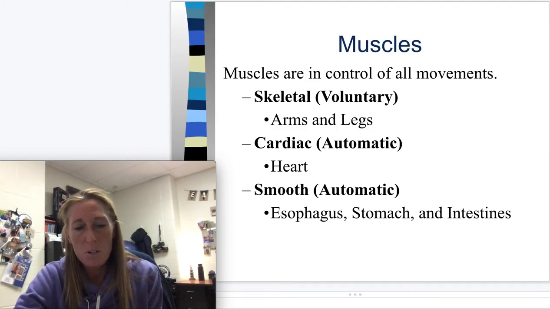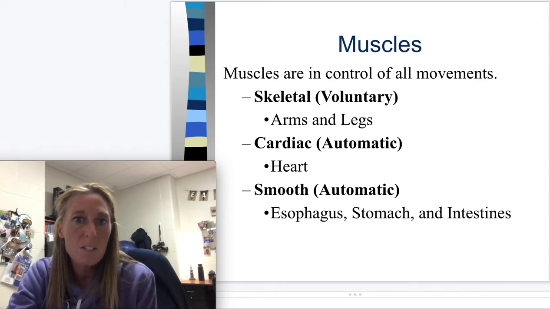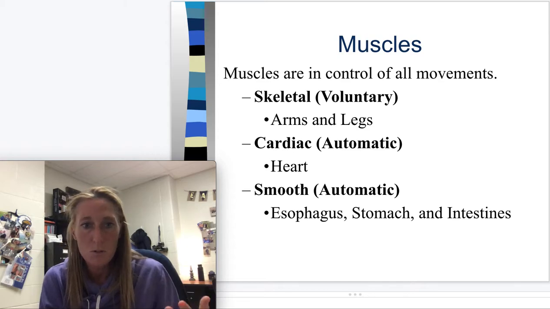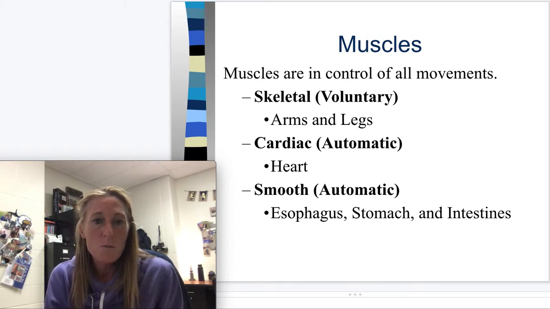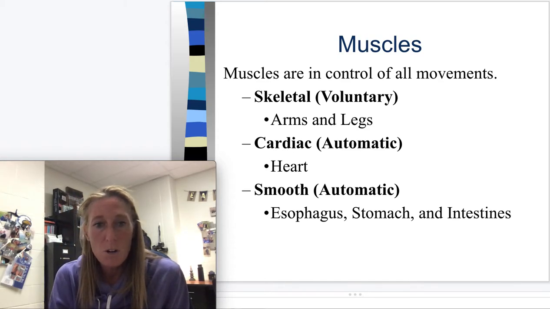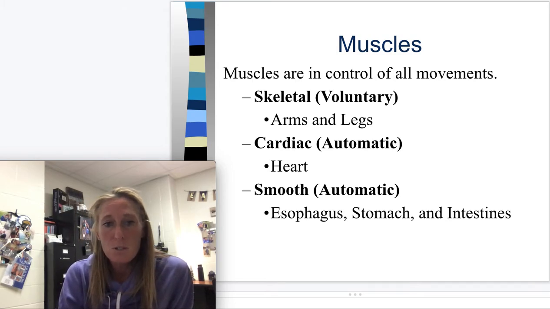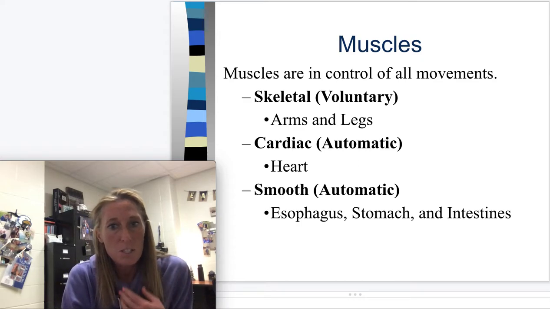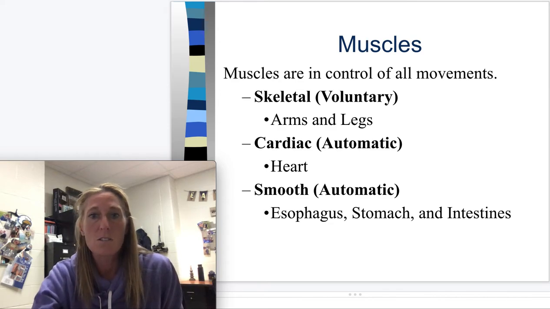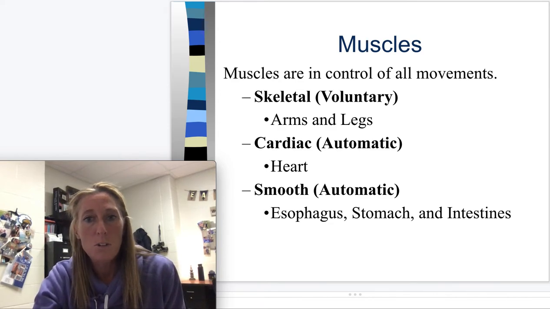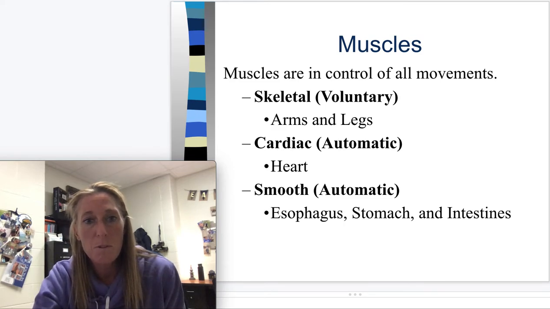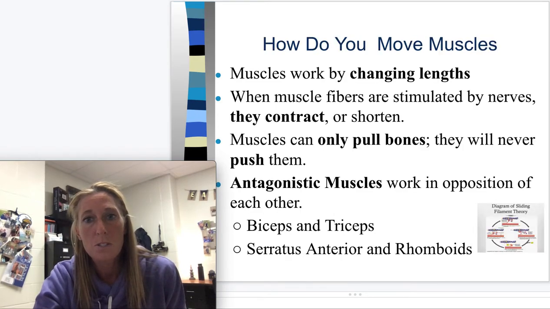Three different types of muscles, which we did talk about in previous lessons: we have skeletal, we have cardiac, and we have smooth muscle. Our skeletal muscles are the muscles that we're going to talk about today. Those are the muscles of our arms and legs: biceps, triceps, quadriceps, hamstrings, things like that. The cardiac muscle is the heart, and smooth muscles are the muscles of the digestive system. The esophagus, the stomach, and all of the intestines are smooth muscles that work automatically. Skeletal muscles, the big difference is they are voluntary. With our brain, we can consciously control those movements.